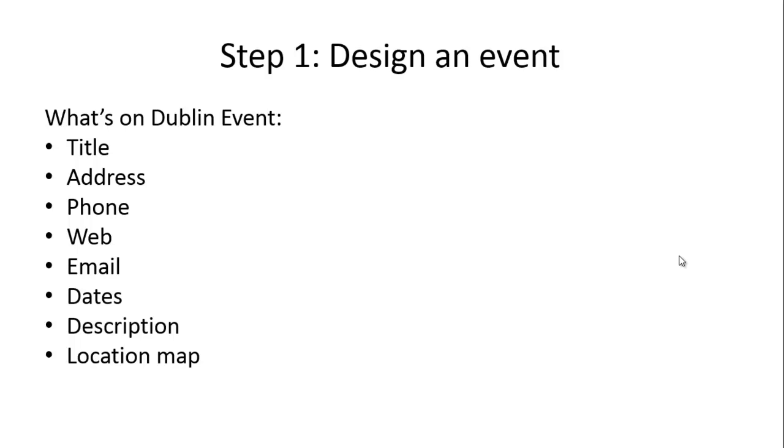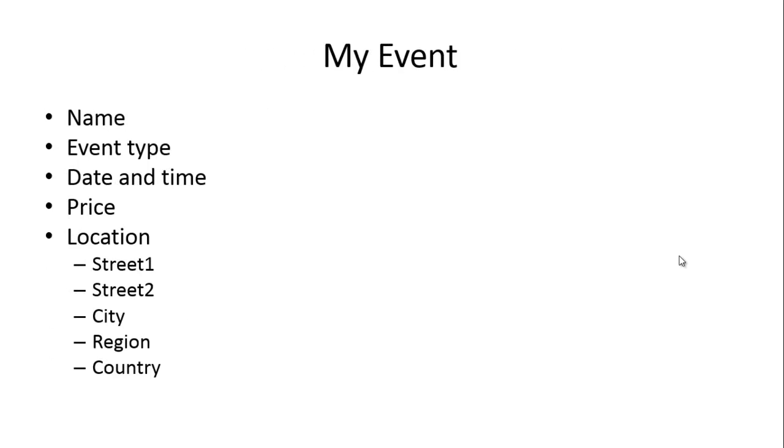When you're finished with that, come up with the short list of the ones that you're going to use in your prototype. Here's how I decided to do mine. My events will have a name, an event type, a date and time, a price, and a location. And the location will have all of those parts to it.